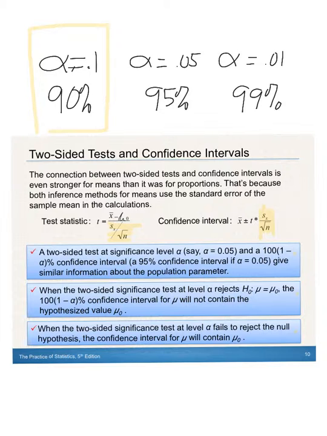So a two-sided test at a significance level of alpha equals 0.05 and a 95% confidence level give similar information about the population parameter. When you do a two-sided significance test that rejects the null, the 95% confidence interval will not contain the hypothesized value. And if you do a two-sided significance test that fails to reject the null, that confidence interval will include the null value somewhere in there. So the null is going to be in there, and that's one way that they're very connected to one another.